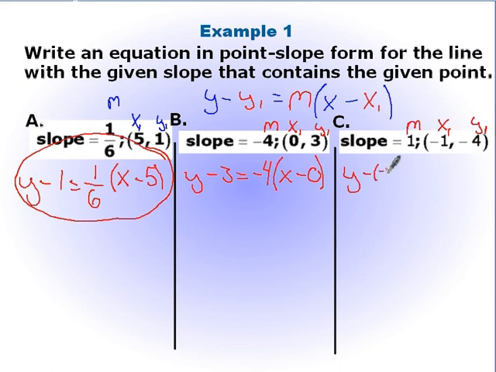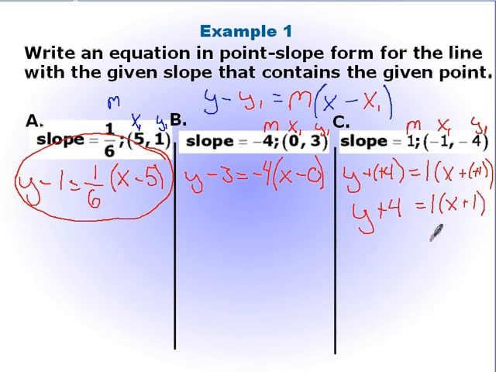Okay, so y minus, but we're going to minus -4. So minus -4 equals m, that's 1 times x minus, then this negative 1, minus negative 1. Let's simplify it just a little bit. I don't like having this minus a negative. So remember, if you're minusing a negative, that's the same thing as adding it. And the same thing here, we're minusing a negative, so it's the same thing as adding it. So now we can simplify this to be y plus 4 equals 1 times x plus 1.